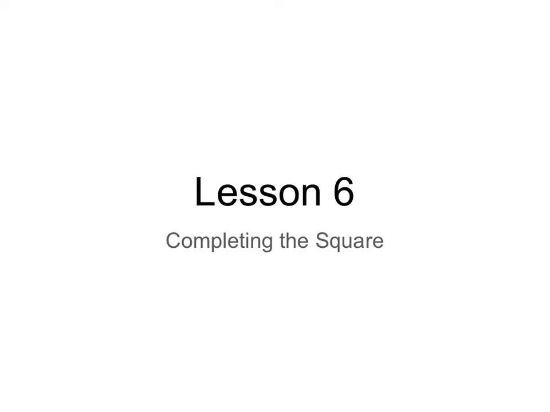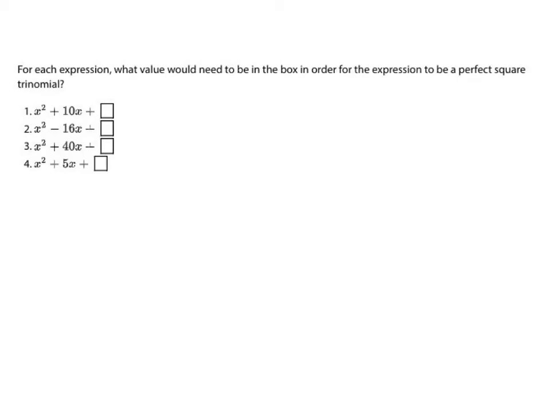All right, we're going to take our lesson on squares and circles from lesson 5 and just take it one step further into a lesson called completing the square. For each expression, what value would need to be in the box in order for the expression to be a perfect square trinomial? So I'm going to go backwards.